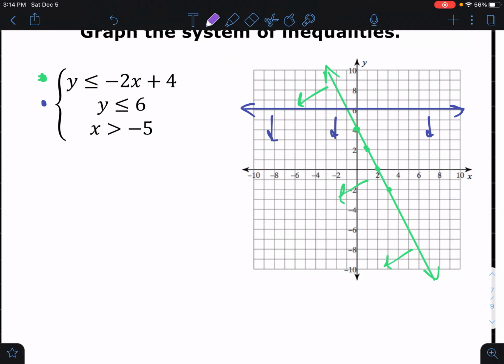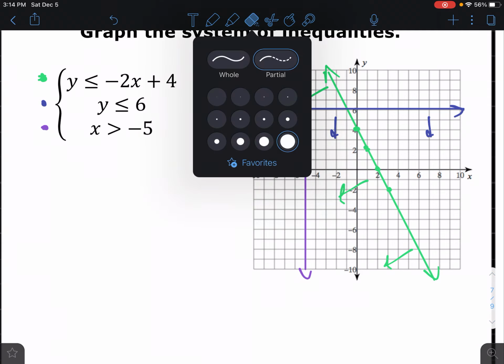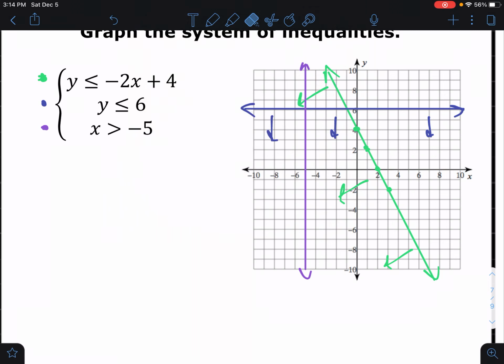And then lastly, we'll do this. This is a vertical line, okay, at negative 5. This one, notice it's greater than, so I'm going to make it dashed. Okay. All right. And now, which way do I shade here? So greater than would be everything to the right of this graph. So that would be this way.